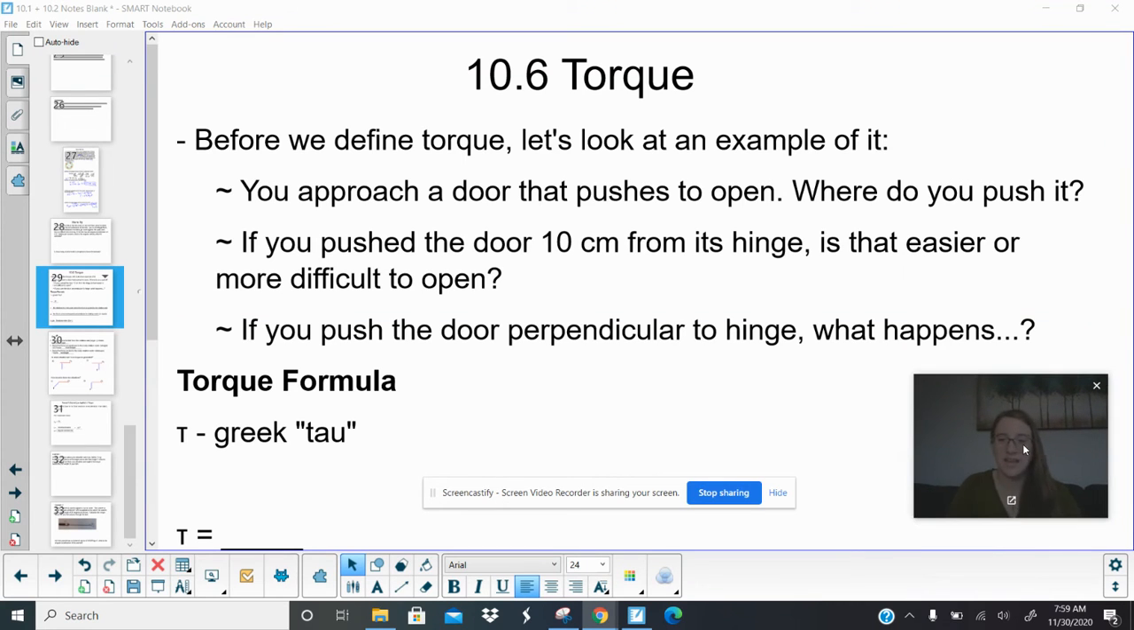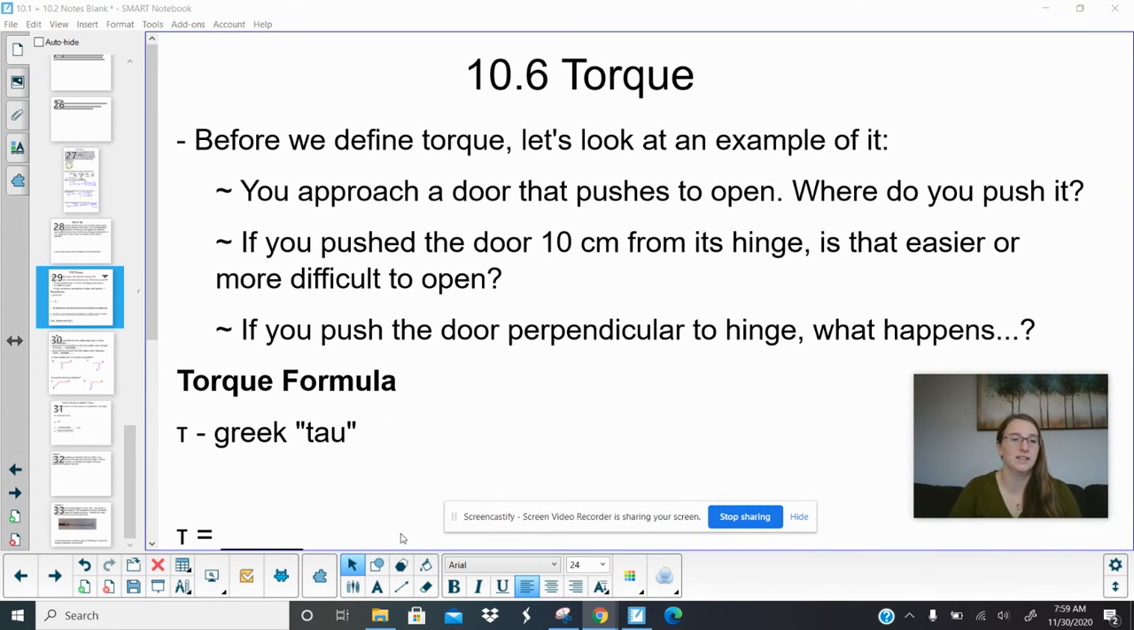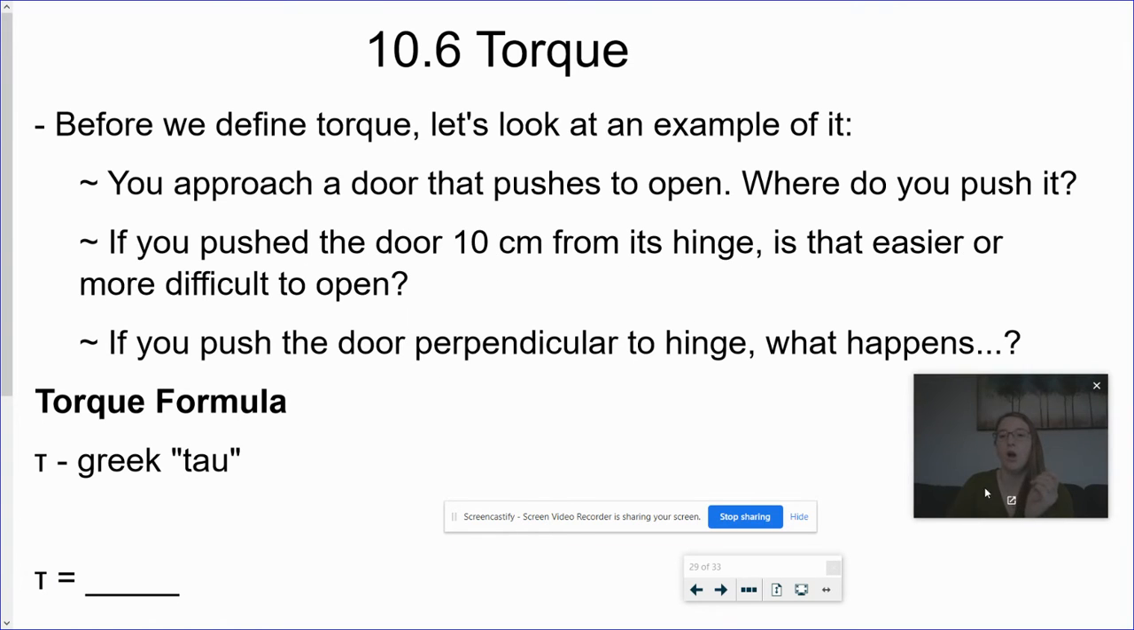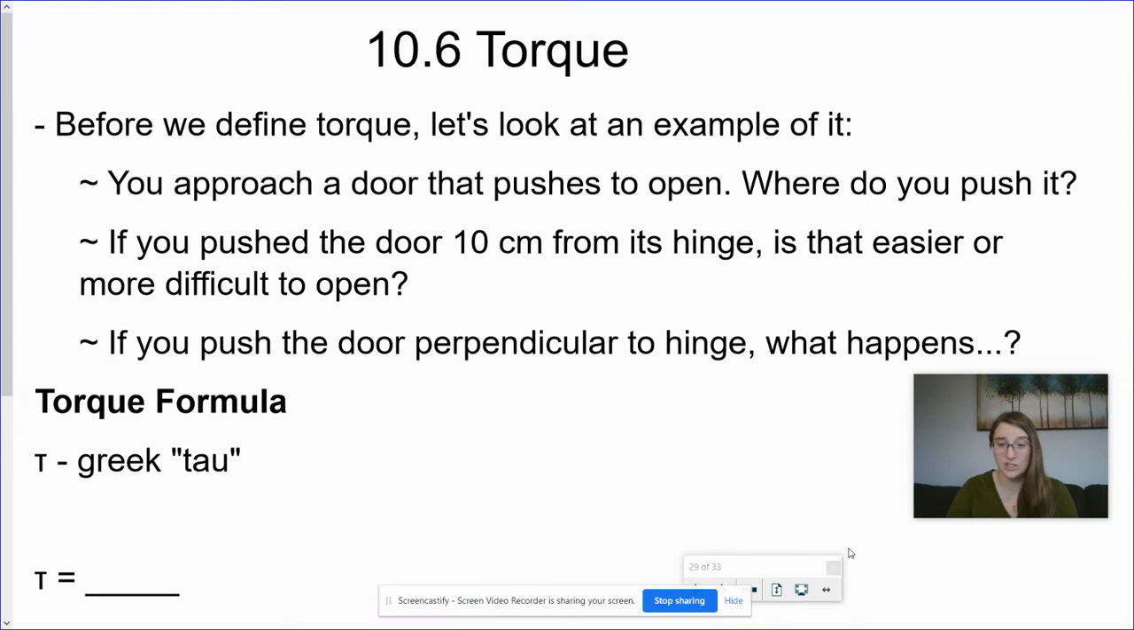Okay, so today we are going to learn about torque finally. I've mentioned this concept a couple times. And again, if you are into cars or mechanics just in general, you probably have heard of this concept of torque before. But before we define it, let's look at an example of it.